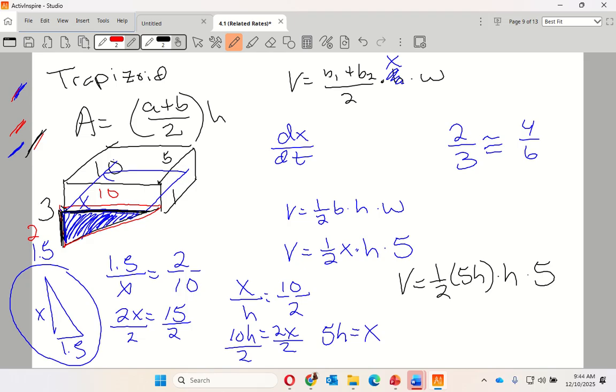Okay, now, let's clean this up, and then I'm going to go to a new page to do all my math. So volume is equal to 25 over 2 h squared.